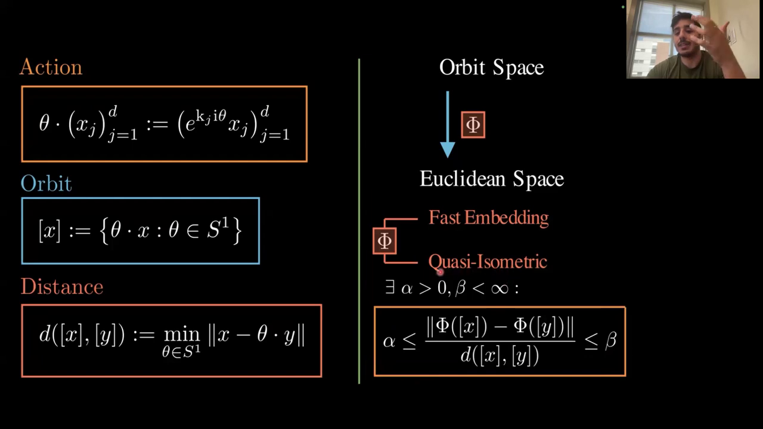So in some sense, you can attach three terminologies to quasi-isometry. You can call phi a quasi-isometry or a stable embedding or bilipschitz embedding. These are all terms for the same property that this fraction is bounded above and below. So that's going to be our goal, to have a quasi-isometric embedding of the orbit space into Euclidean space. And that's where we're going to proceed towards in the rest of the talk.